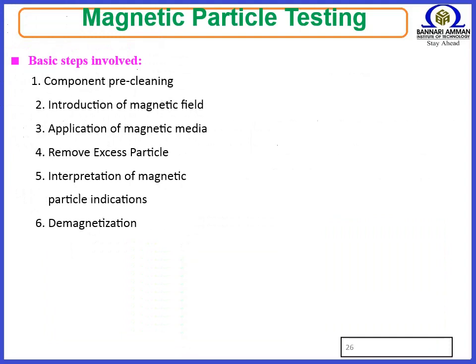Basic steps involved: component pre-cleaning. Introduction of magnetic field. Application of magnetic media. Remove excess particles. Interpretation of magnetic particle indications. Demagnetization. When inspecting a test part, it is essential for the particles to have an unobstructed path for migration to both strong and weak leakage fields alike. The part's surface should be clean and dry before inspection.